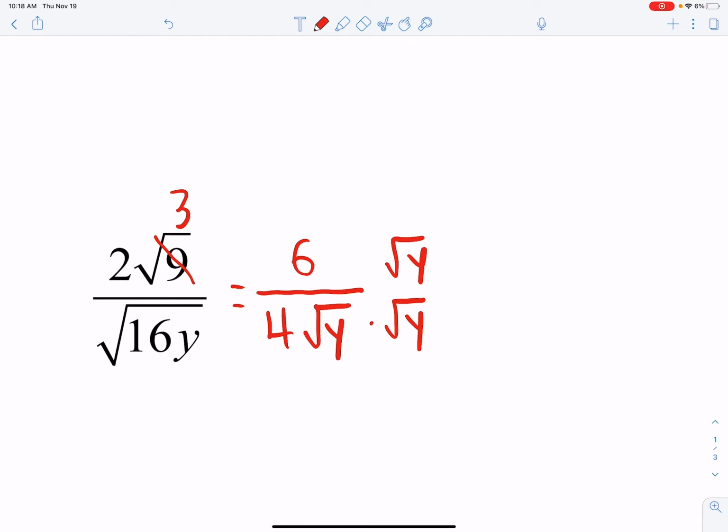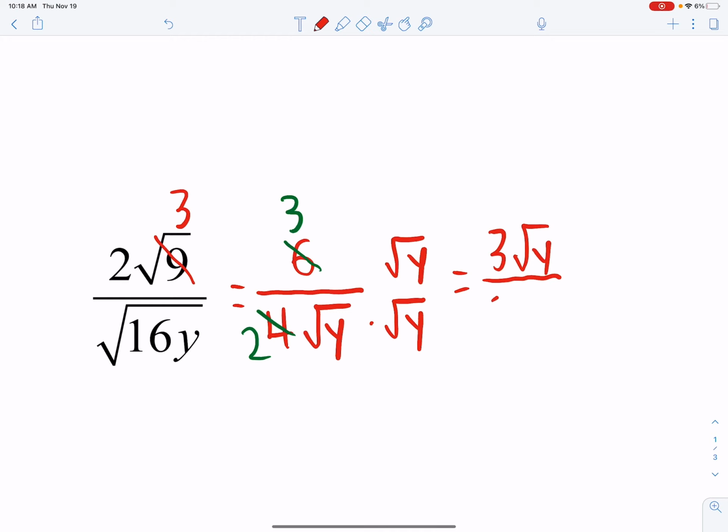We can also, if we want to, in the same step, go ahead and reduce it because we notice that 6 and 4 are both divisible by 2. 6 divided by 2 is 3. 4 divided by 2 is 2. So now in the top part, we have 3 times the square root of y.